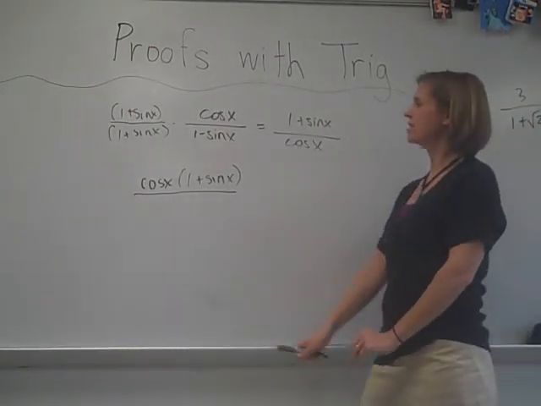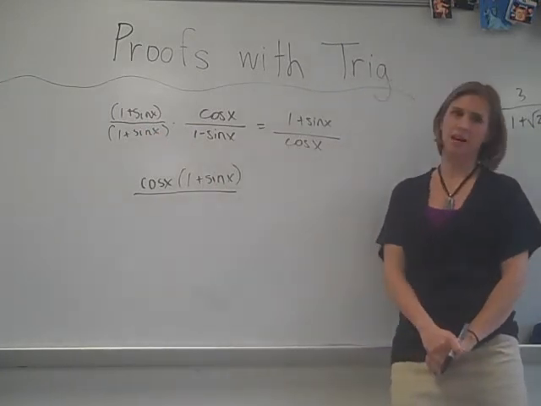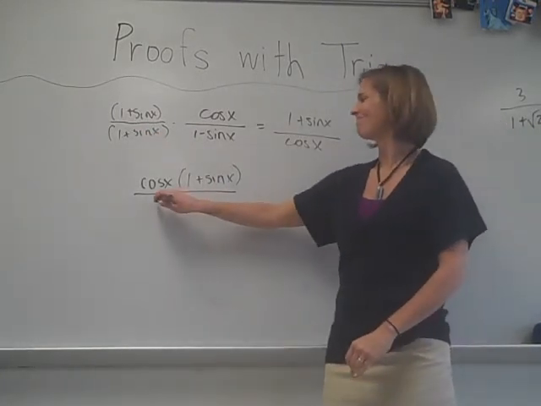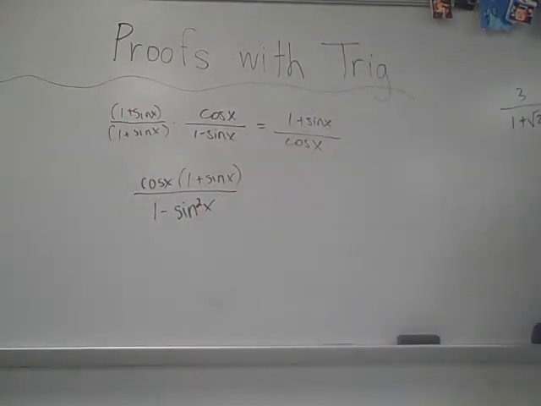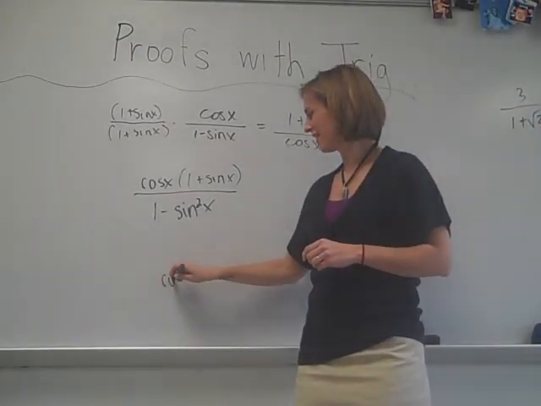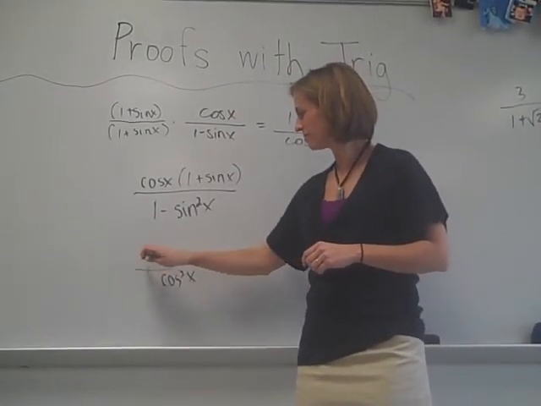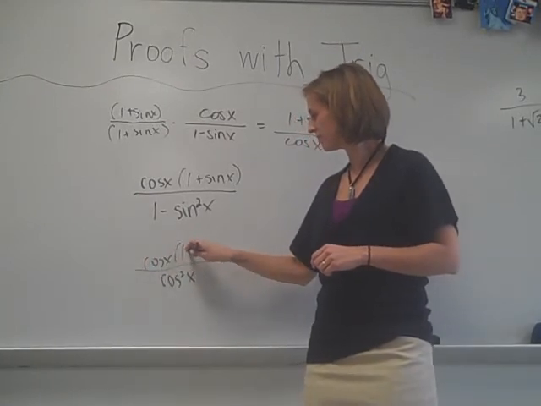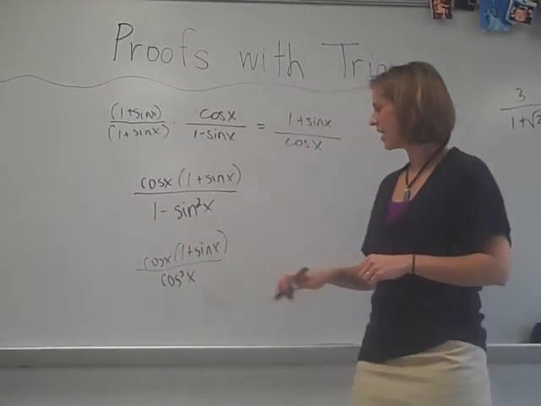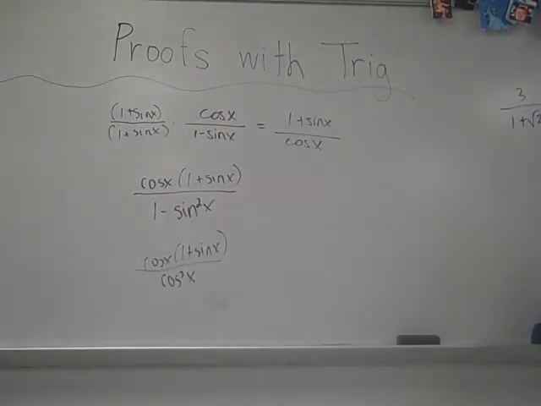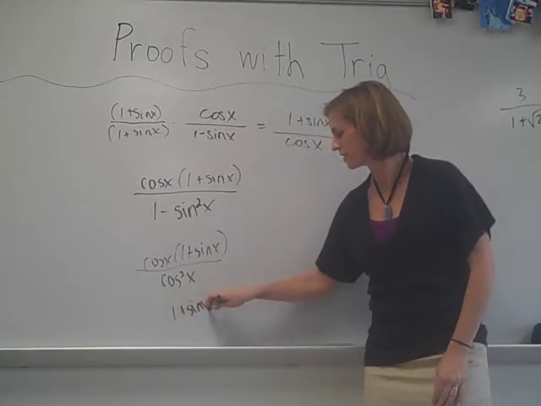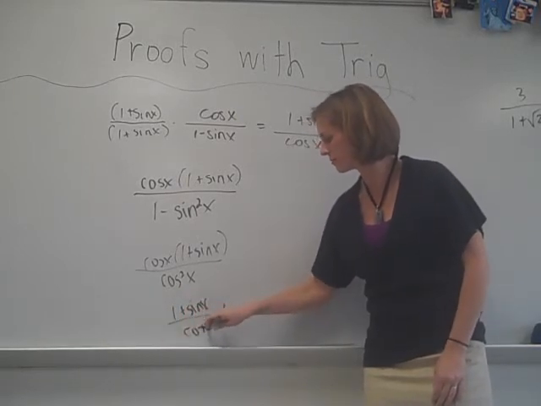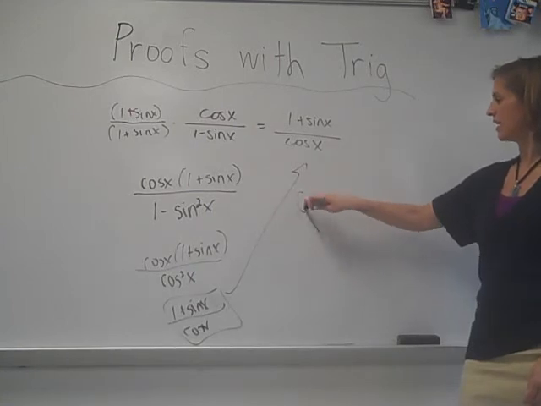But on the bottom, what do you get if I multiply those out? 1 minus sine squared. I get 1 minus sine squared, and now I've got a square. And that was really helpful because what is 1 minus sine squared? Cosine squared. And then what happens to the cosines? One of them cancels, but one of them stays. So I've got 1 plus sine x on the top, and I've got cosine x on the bottom. And QED, I am done.